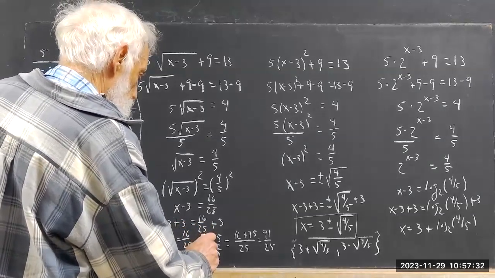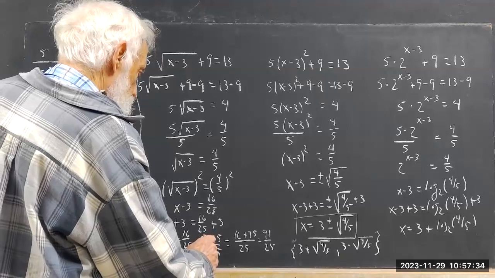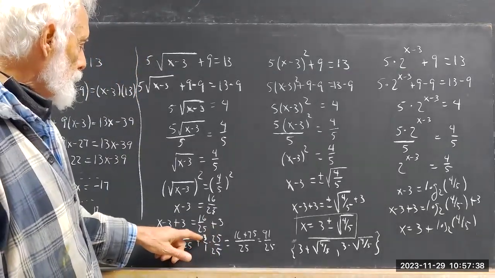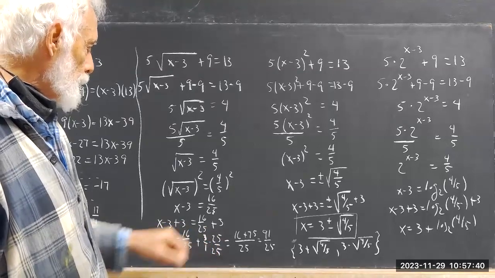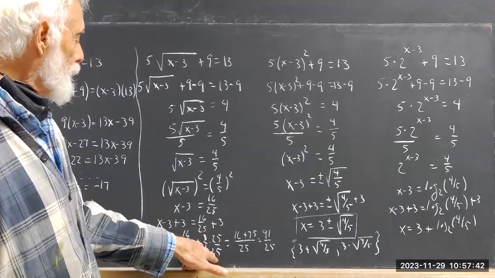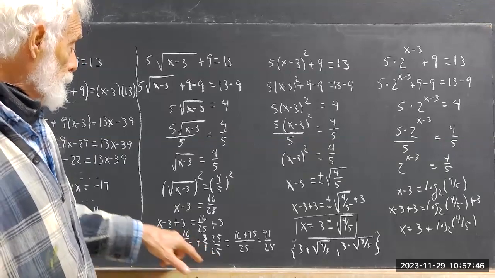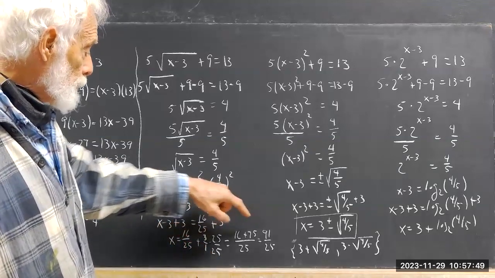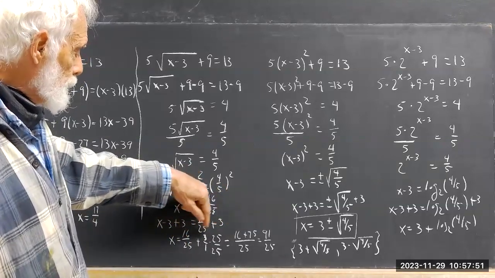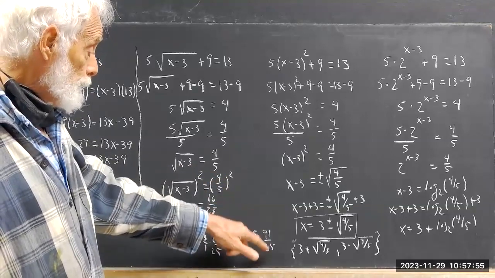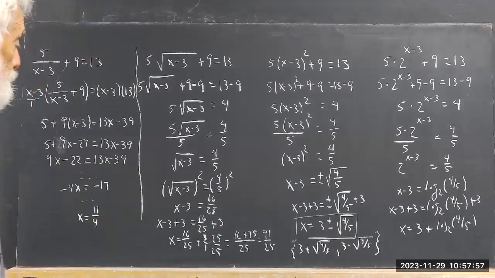Now, I write that and skip a step here, or combine two steps. Okay, I've got 3. And instead of writing 3, I write it as 3 over 1 times 25 over 25, because to add these, we need a common denominator. And that's going to give me, well, 3 times 25 is 75. So we're going to have 16 plus 75 all over the denominator 25. It gives us 91 over 25.